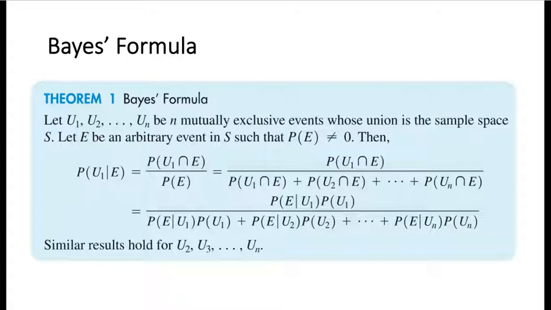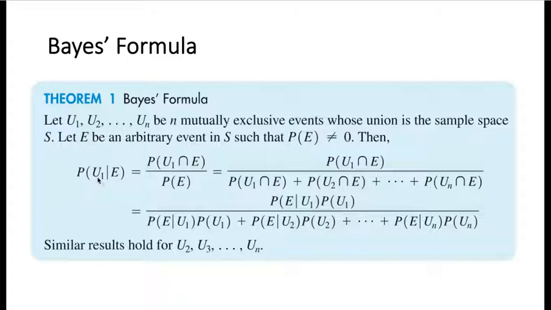They're mutually exclusive, which means they can't happen at the same time. And the union of these events makes up the entire sample space. Let's call it S. Then we have some arbitrary event E that happens in the sample space, and the probability of that event E can't be zero.